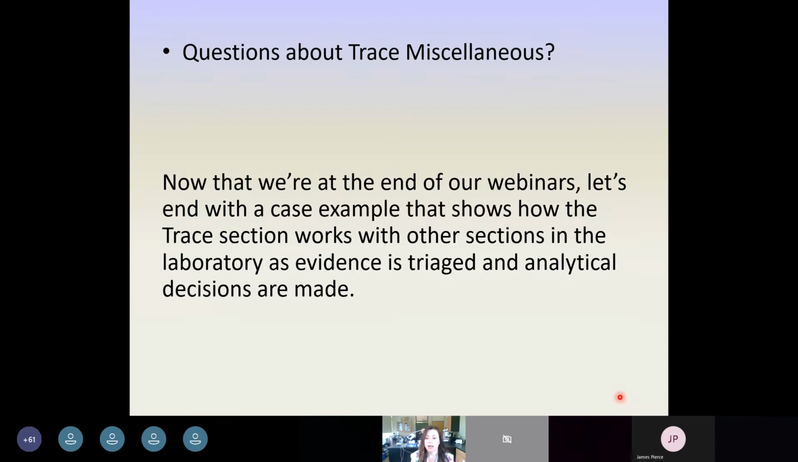Okay, nothing in the chat. I think we're doing good on time. So I know Chris is going to give you a good case example that will show how trace miscellaneous can be used with other sections of the laboratory.